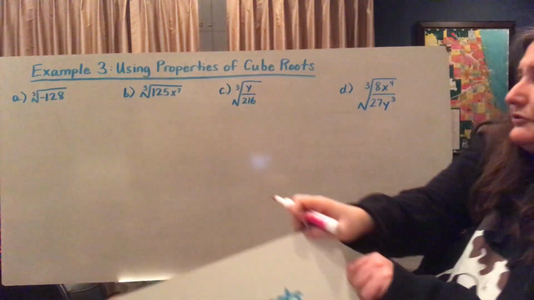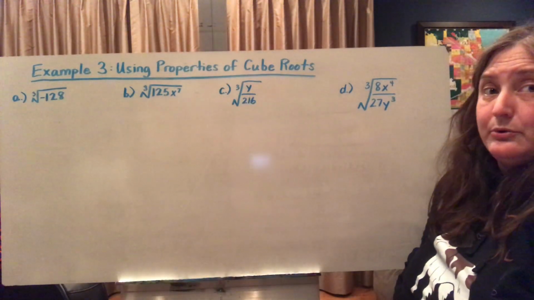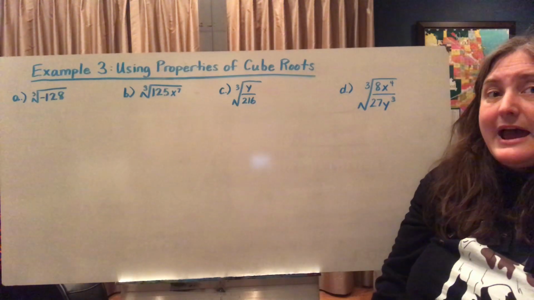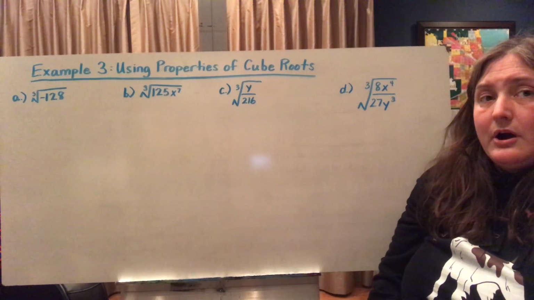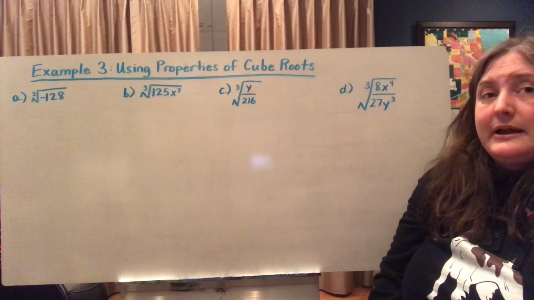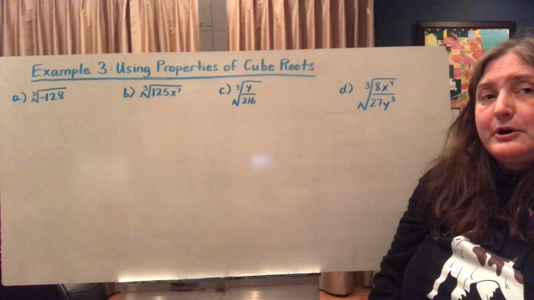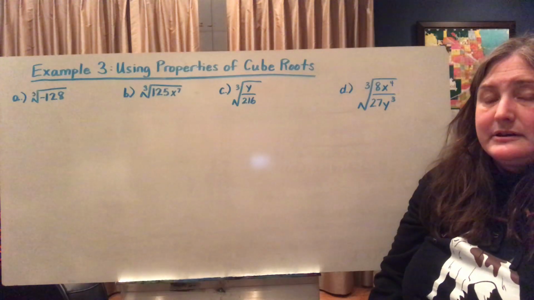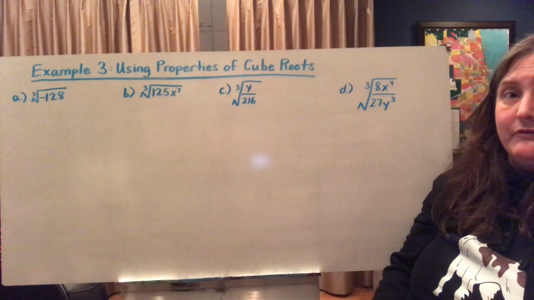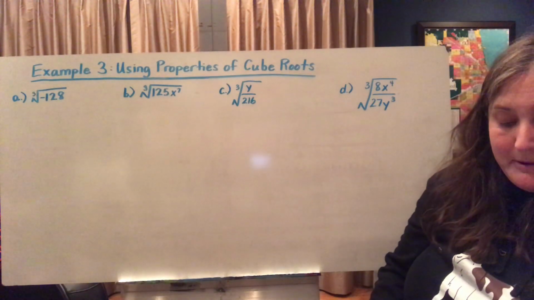So all of these rules can be applied to cube roots. The only thing we have to remember with cube roots is we are allowed to have a negative number under our radical sign because cube roots can be negative. So when you're multiplying a number 3 times, you can have a positive or negative answer. So it's okay that we're looking for the cube root of 128 for that first problem.